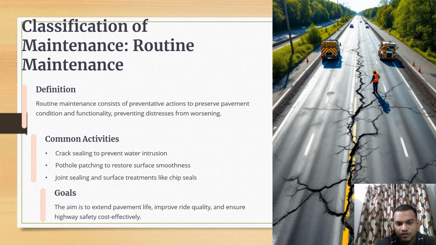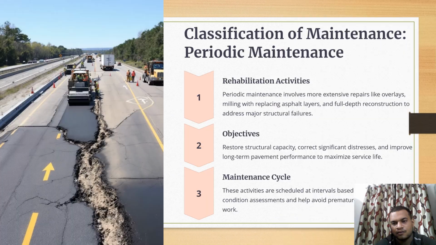Pothole patching to restore surface smoothness. The surface is repaired again and again to restore its smoothness. A rough road can damage the tires of vehicles, eventually reducing the life of the tires and the vehicle. Joint sealing and surface treatments like chip seals. The aim is to extend the pavement life, improve ride quality and ensure highway safety cost effectively. This is the main aim behind routine maintenance. This is very important nowadays.